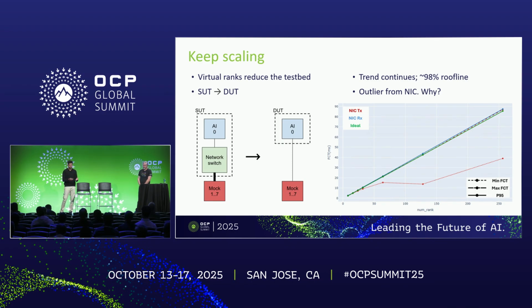And again, as you can see from the plot, this trend looks very similar to the trend we saw with 24 physical MOCs. We have the NIC TX and the NIC RX trend, and again, with NIC RX, we are able to achieve around 97, 98% of the ideal line rate. And with NIC TX, again, we see an outlier, right?